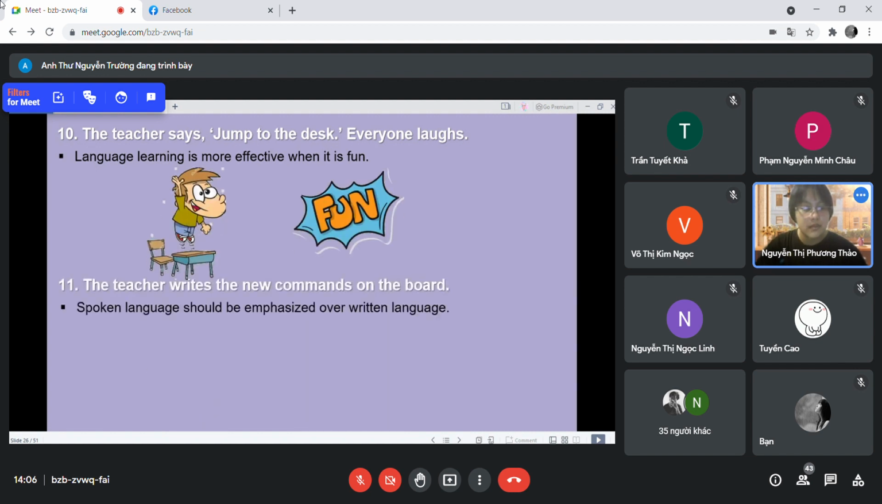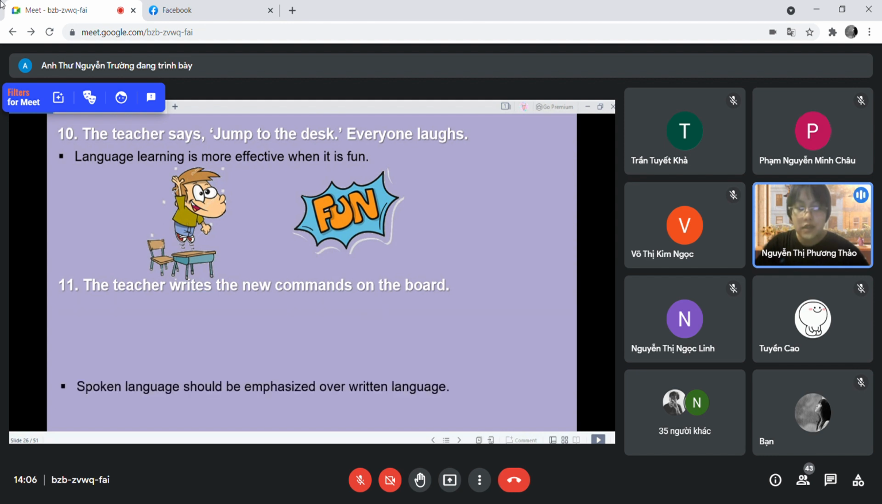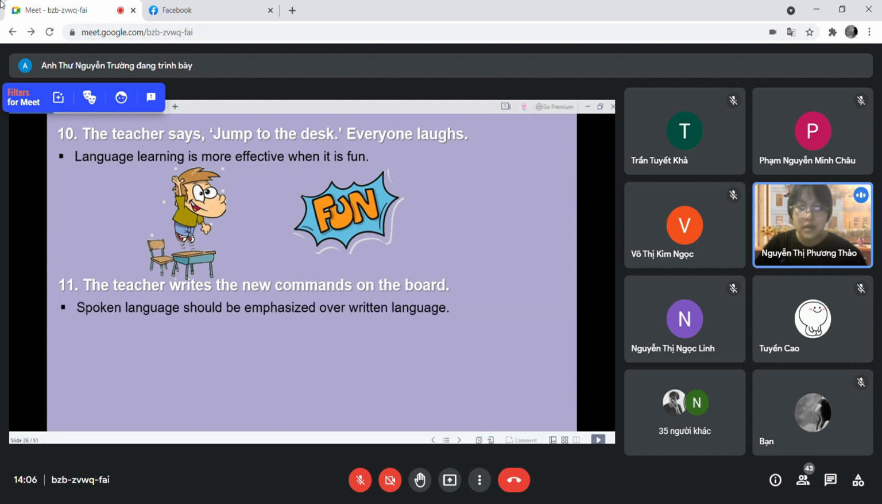And the 11th observation is the teacher writes the new commands on the board. About the principle, spoken language should be emphasized over written language. However, the students have to copy the commands into their books because they also need to learn how to read and write.